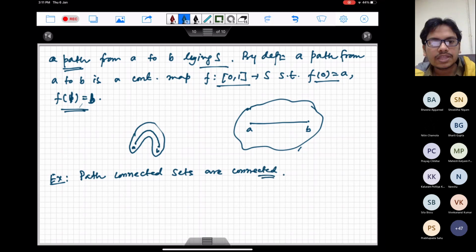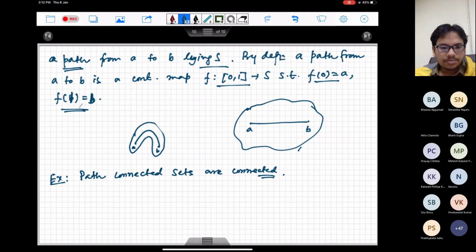Okay, so try proving that path connected sets are connected, and therefore this is a stronger notion of connectedness. You will see an example again in a topology book, or if you just google it. There are connected sets which are not path connected. You will get an example in R2 itself. I am not going to give you that example, you will see it in a topology course.